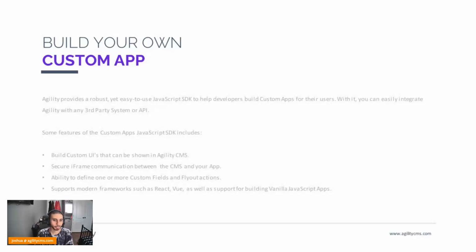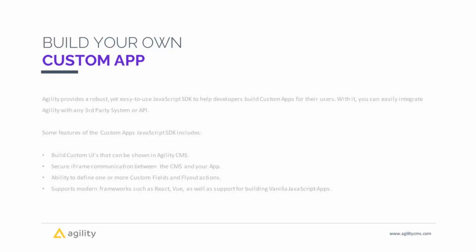Now let's talk about how you can build your own custom app. Agility does provide a robust yet easy to use JavaScript SDK that is there to help developers build custom apps for their users, their editors, and their marketing teams. With the App SDK, you can easily integrate Agility with any third-party system or API. As long as that system has an API, you'll be able to call the API and retrieve that data and store it into your content management system.